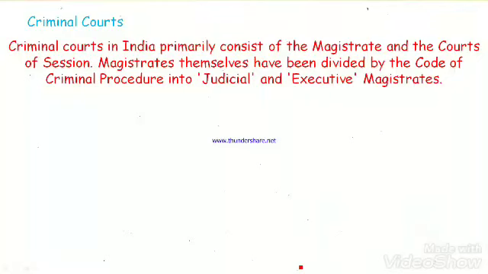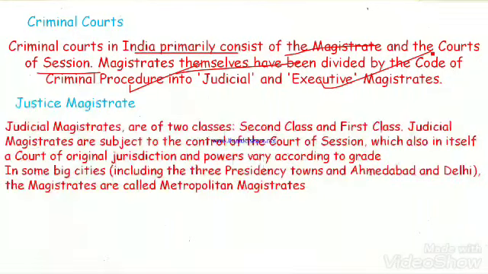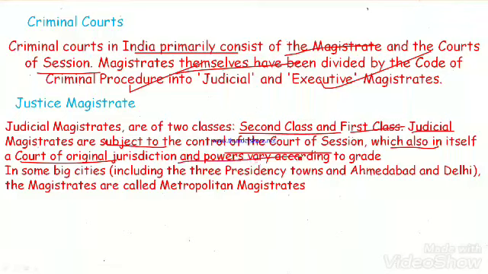Okay. Now let's talk about criminal courts. Criminal courts in India primarily consist of the magistrates and the court of session. Magistrates themselves have been divided, under the Code of Criminal Procedure, into judicial and executive magistrates. Okay, just remember these two things, not to be studied much more. Now let's talk about judicial magistrates, which are of two classes, second class and first class. Judicial magistrates are subject to the control of the court of session, which is itself a court of original jurisdiction, and the powers vary according to their grades.